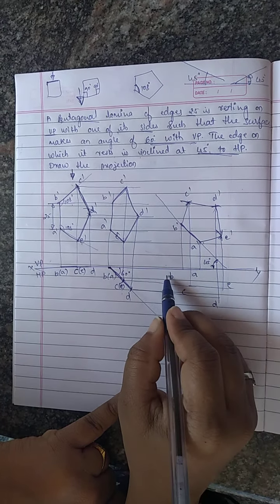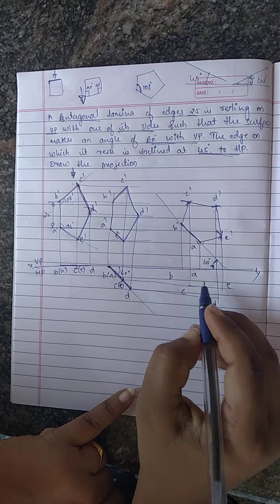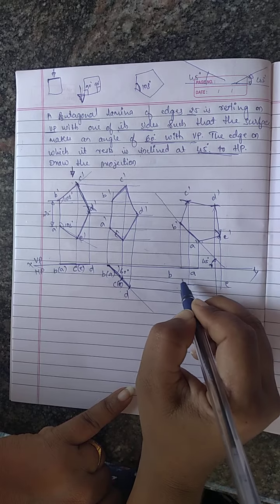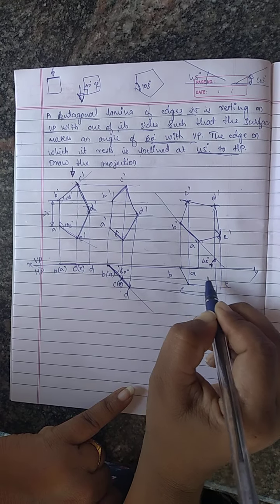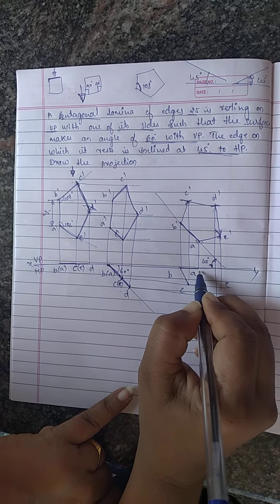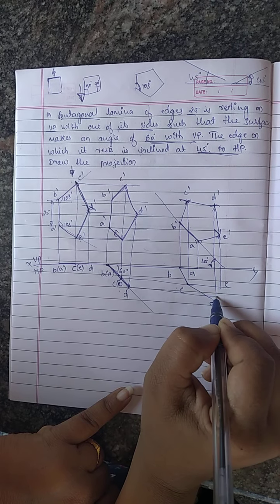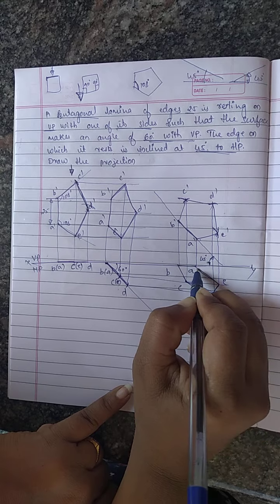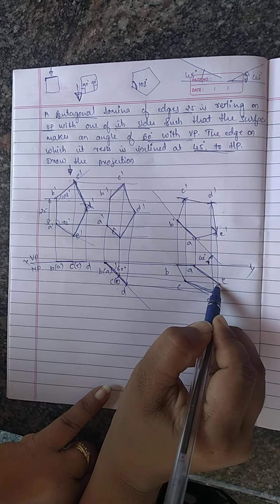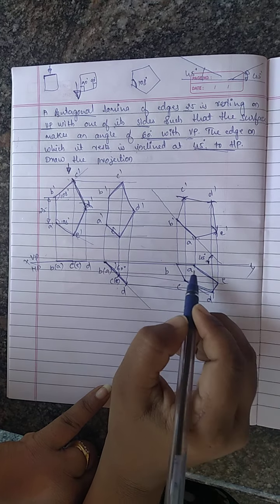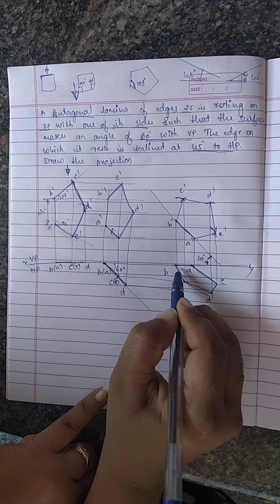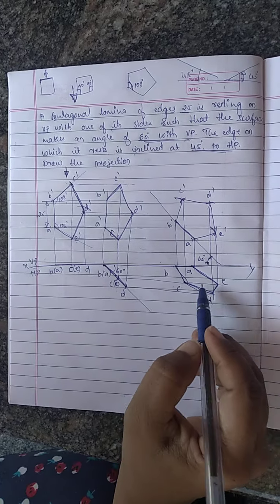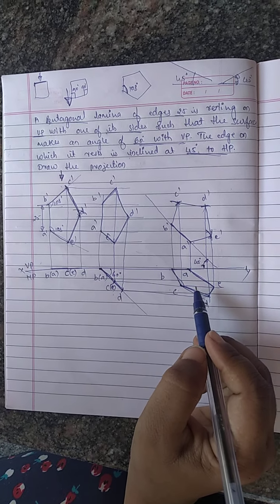Now after getting A, B, C, D, E, all the 5 points, you have to join those. So this is A to B, then B to E, B to C, C to D, D to E, and E to A. So you can check it. It is having A, B, C, D, E, the pentagon which is having 5 sides. I'll get this after joining it.